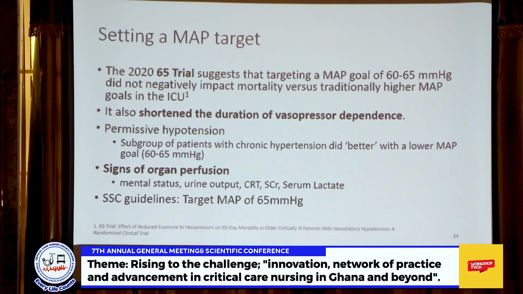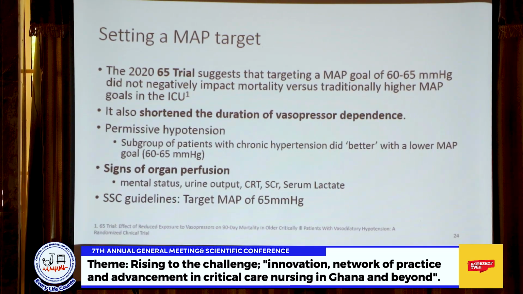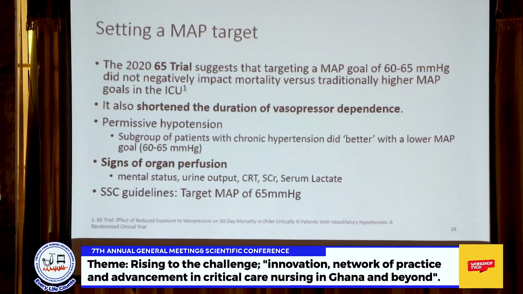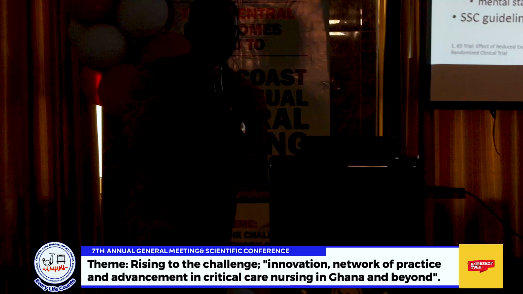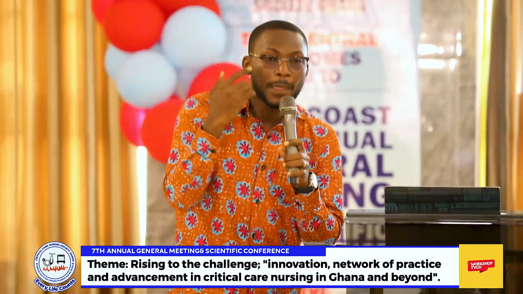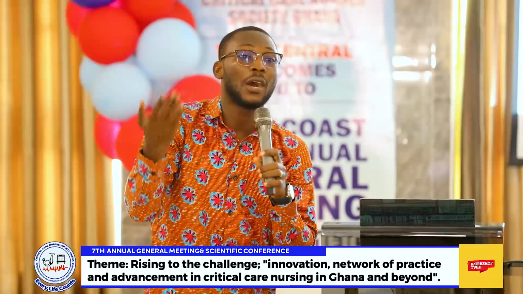The Surviving Sepsis Guidelines actually say a target of above 65. But what I want us to know is, although we are titrating to a MAP target of above 65, you're not just watching the MAP. There are other things that you have to look out for.